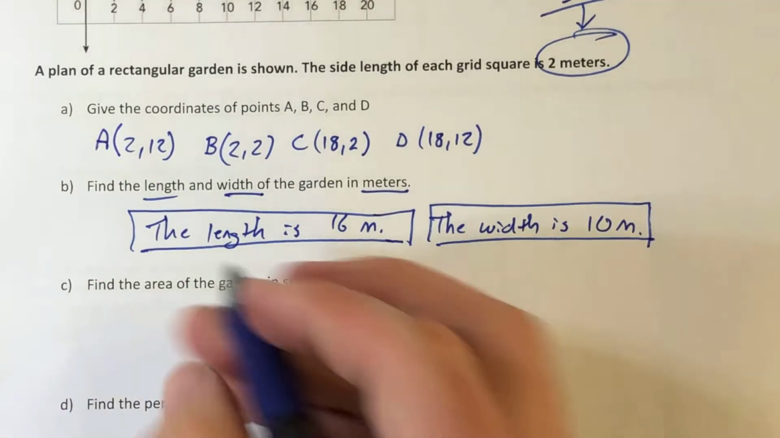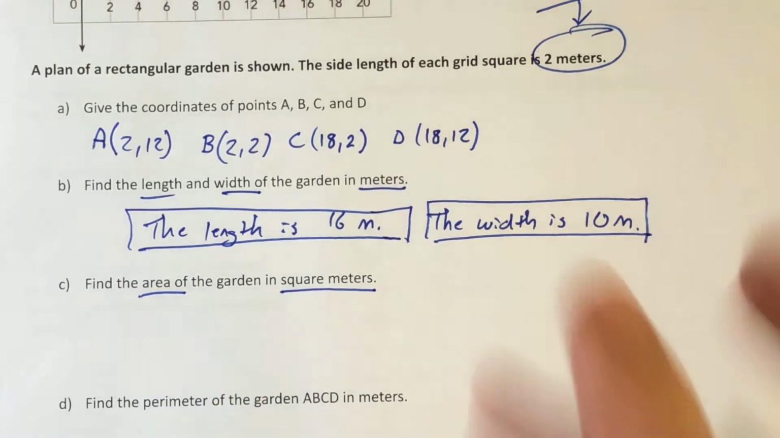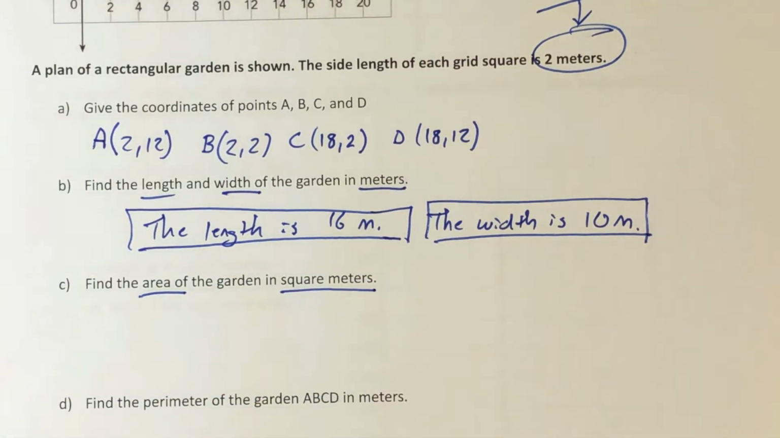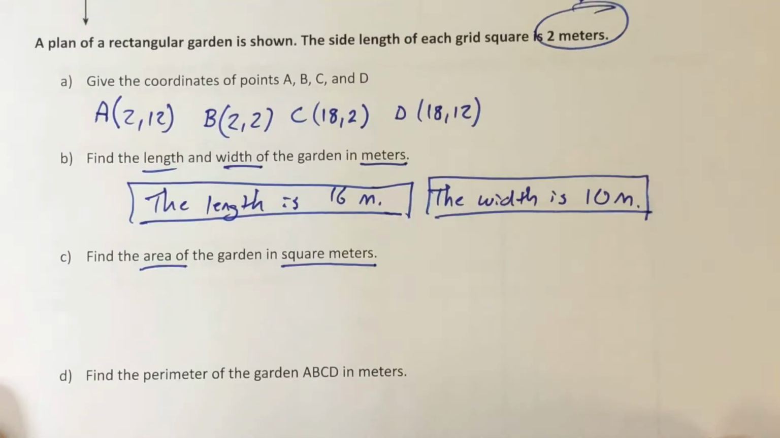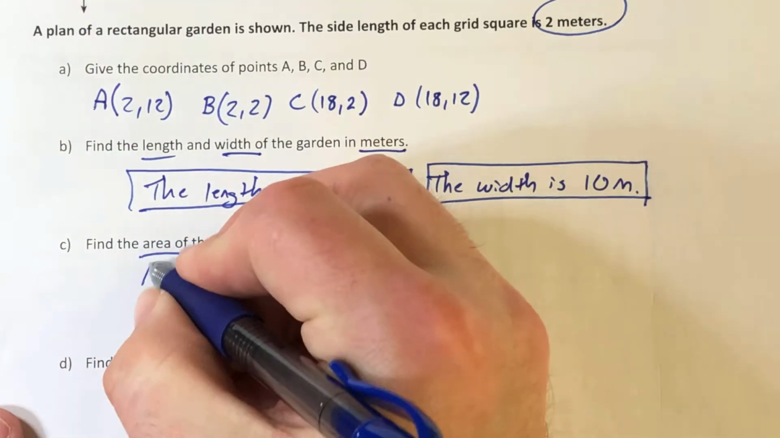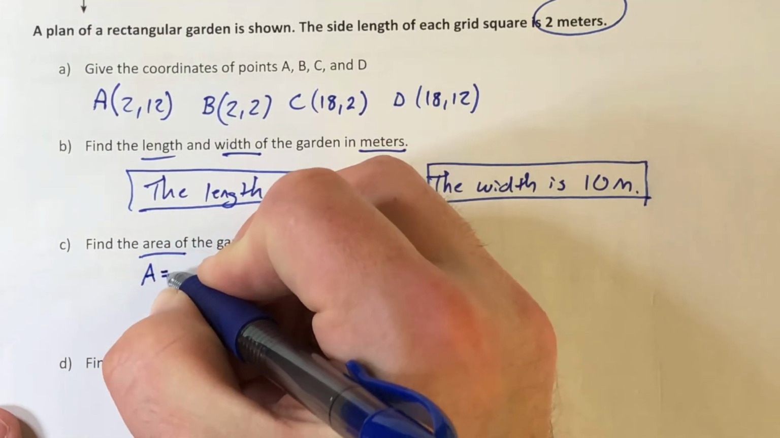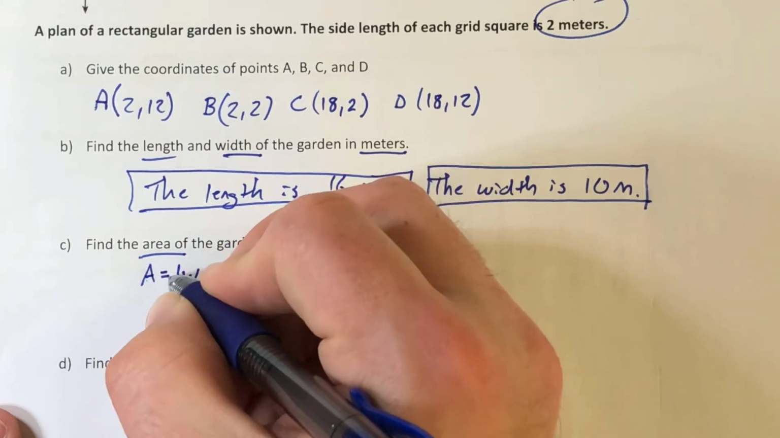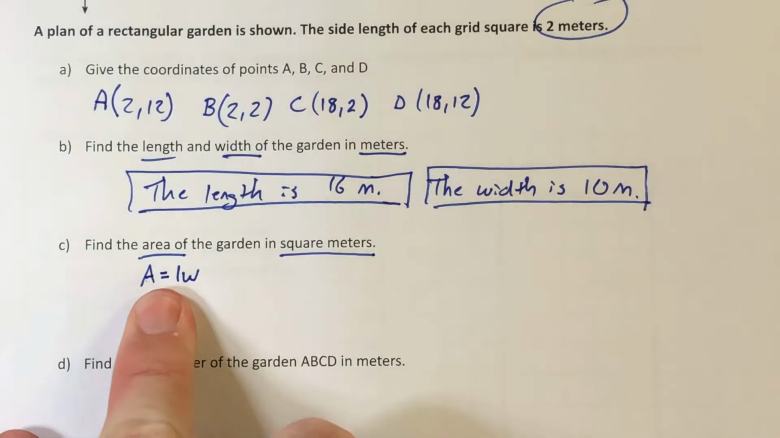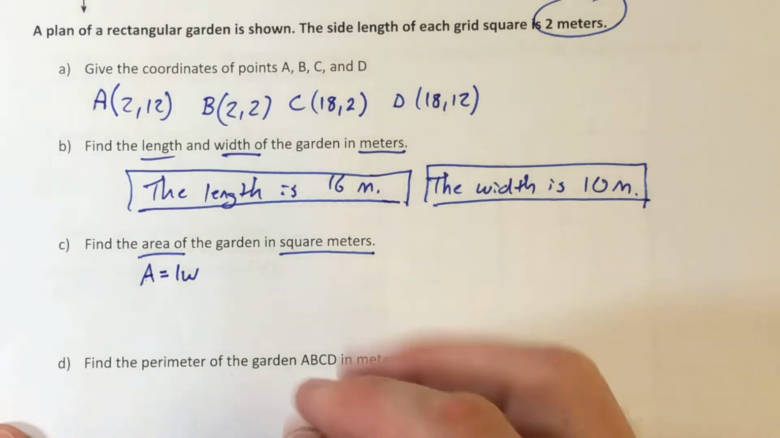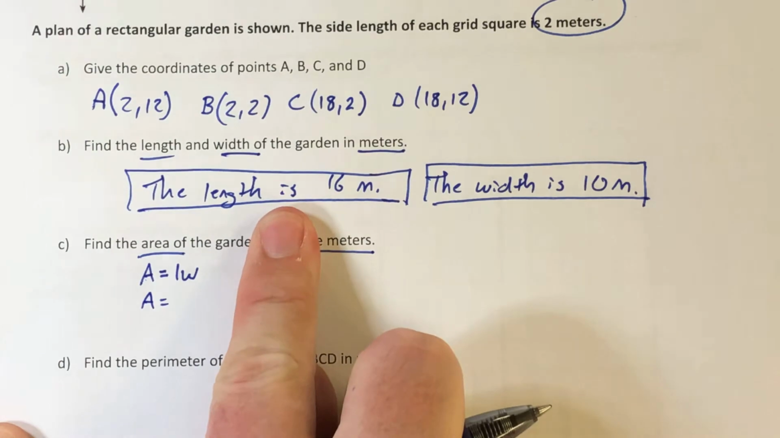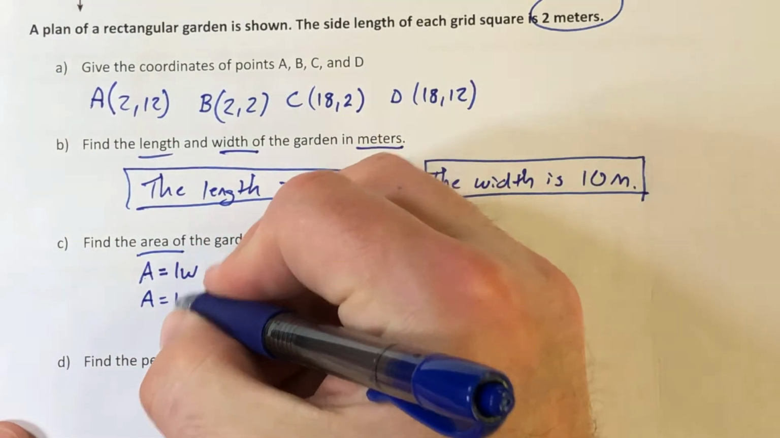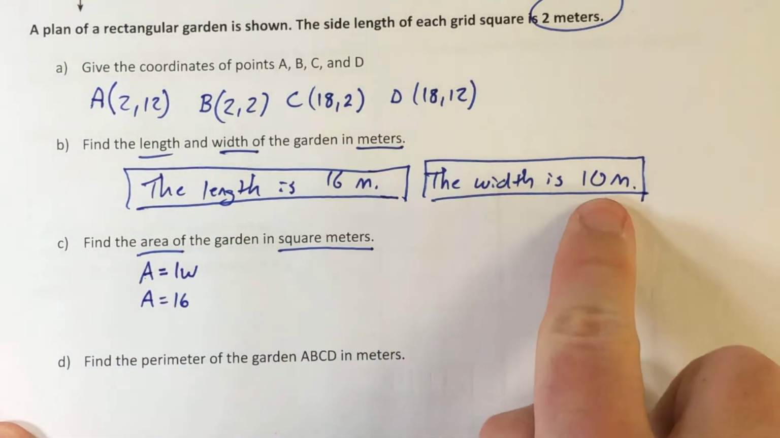Find the area of the garden in square meters. So, what's the formula for area of a rectangle or square? Because the formula works for both. It is A equals LW. Area equals length times width. Again, this only works for squares or rectangles. Don't use it for any other shapes. It doesn't work. So, area equals, what's the length? Well, we found that. 16. It's like they knew we were going to have to do it. What's the width? 10.